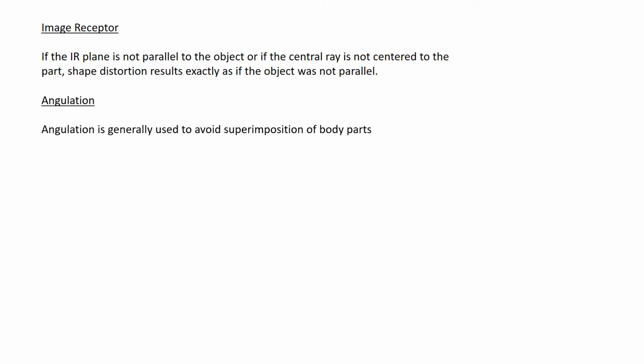Angulation is generally used to avoid superimposition of body parts. So if we take three different shapes that might represent different parts of an anatomical organ, for example, one right on top of the other. If I were to use a perpendicular beam, I'd have that brown oval shape with the star superimposed with the rectangle superimposed. So I would get a lot of superimposition.